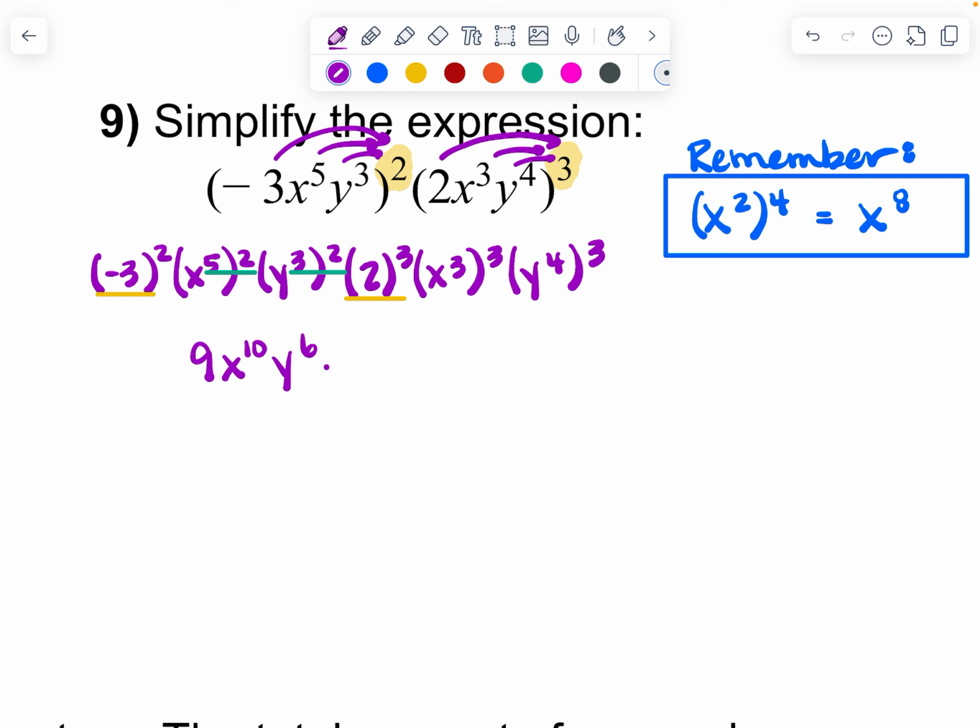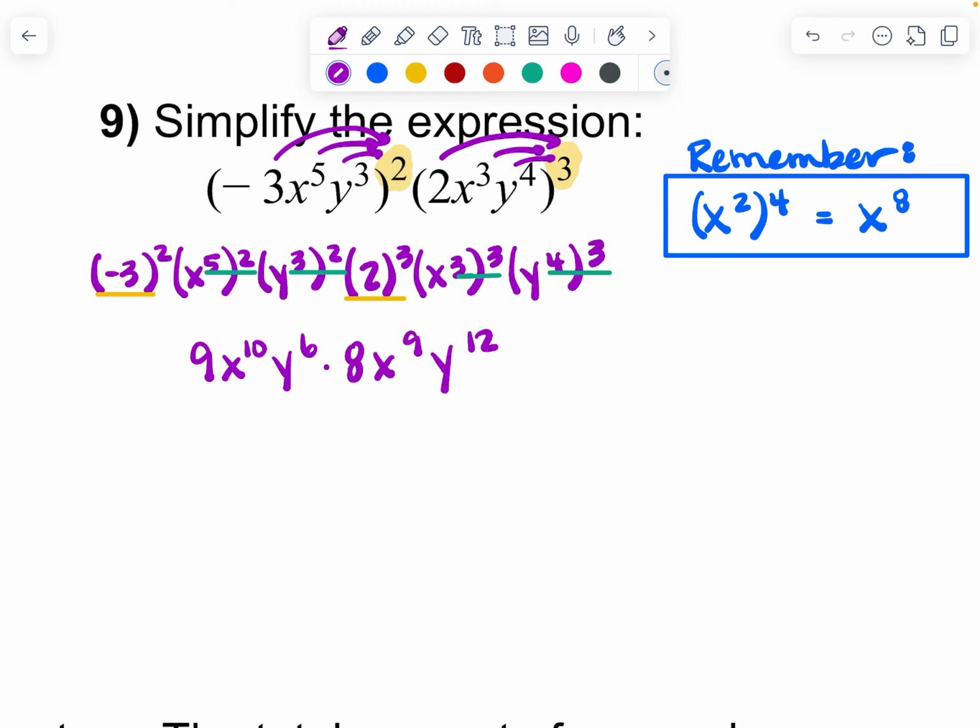Okay, then I have 2 cubed, which means 2 times 2 times 2, which is 8. And then we have x cubed, right? So power to a power, right? And so that's going to give us x to the 9th. And then we have y to the 4th cubed. So power to a power, that's going to give us y to the 12th.